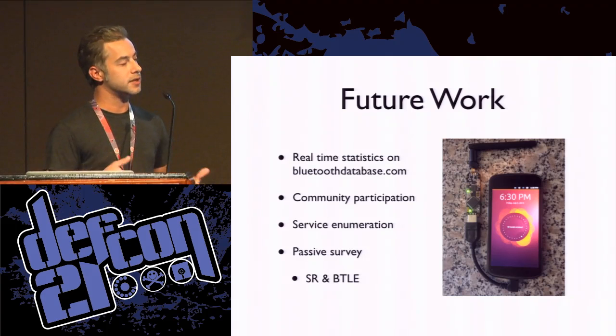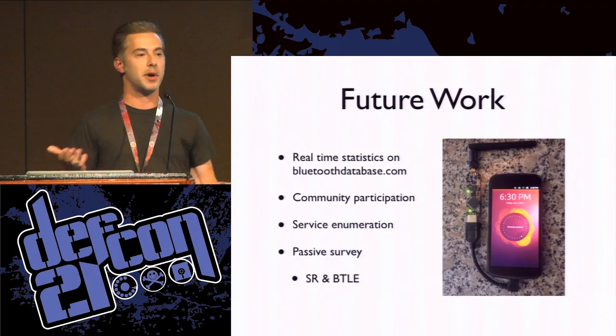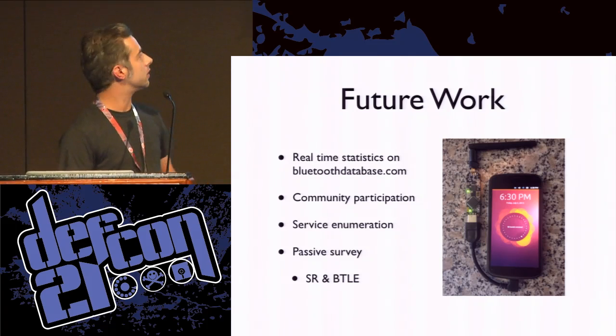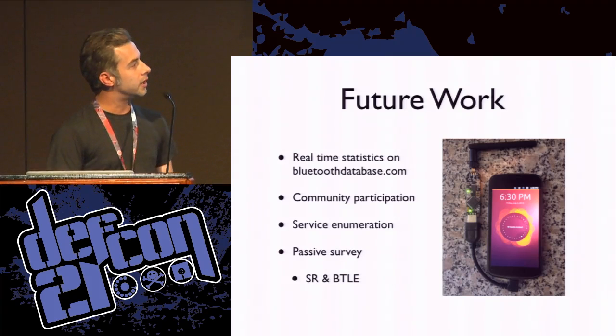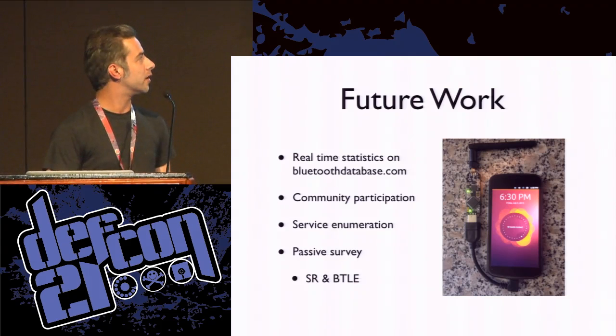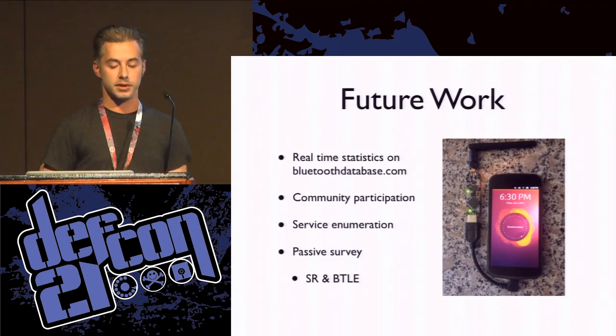So you can compare the sets. You would see, okay, out of X amount of discoverable, how many passive do you typically see in an area? Things of this nature. It'd be cool to do with standard rate and Bluetooth low energy, right? I don't believe anyone's really done a large-scale Bluetooth low energy scan, which would be kind of cool to see.